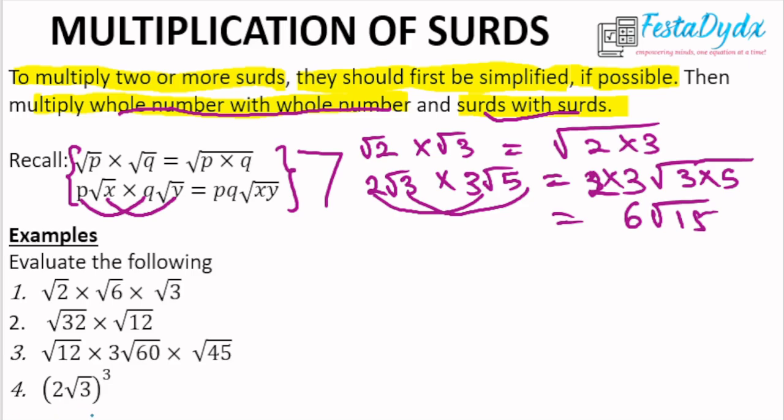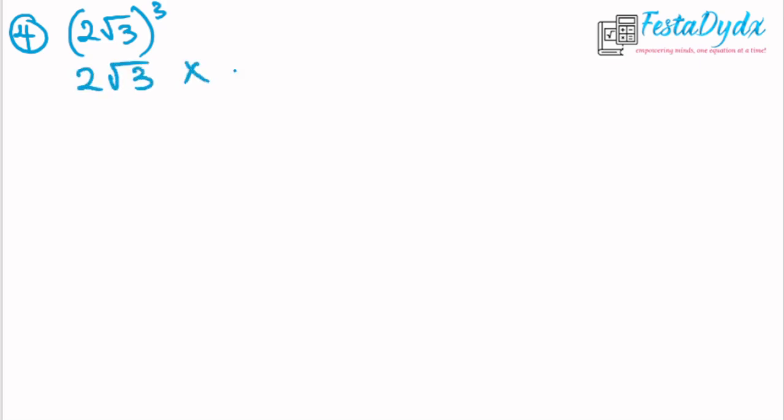So for number 4, we'll have the cube of 2 root 3. Whenever we have a number raised to the power of 3, that's the cube of a number. It means we should multiply that number 3 times, just like when we have the square of a number, raised to the power of 2, we multiply 2 times. So here we'll be multiplying 3 times. So 2 root 3 times 2 root 3 times 2 root 3.